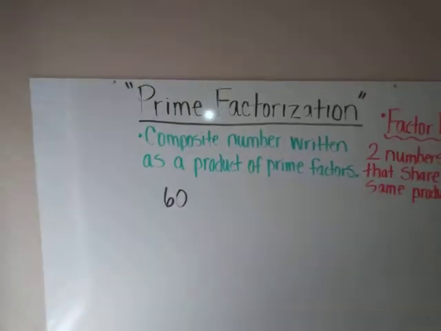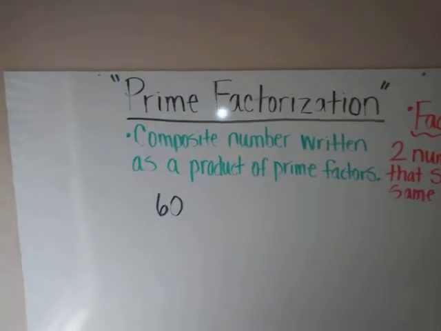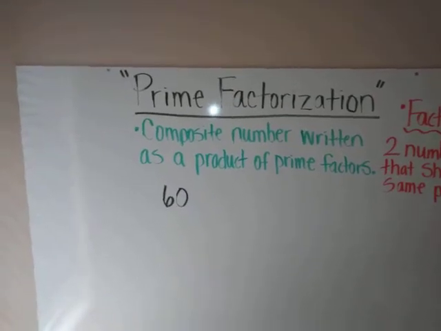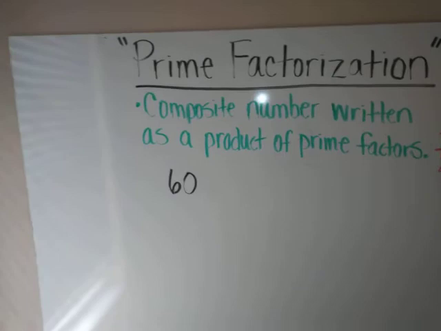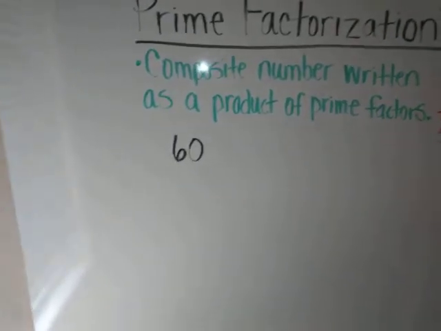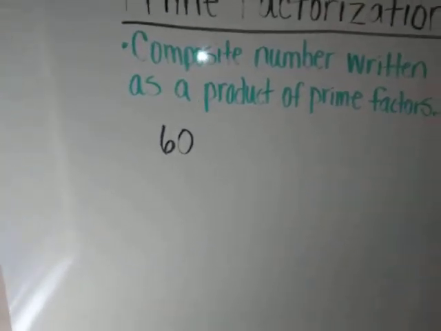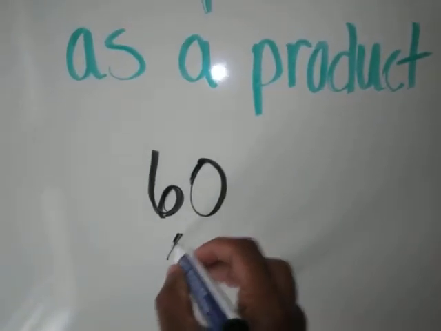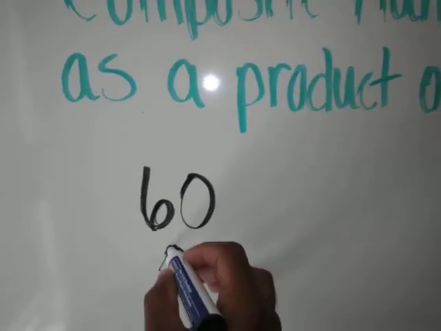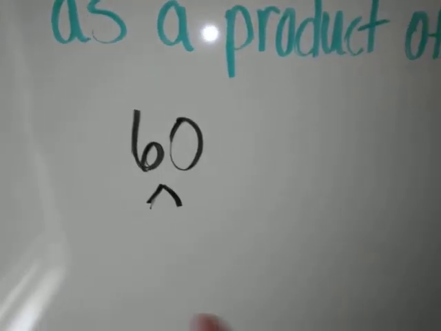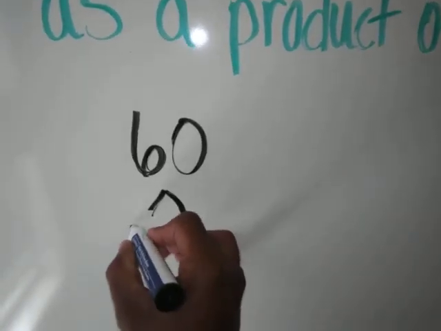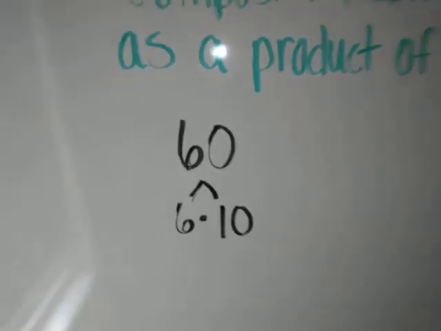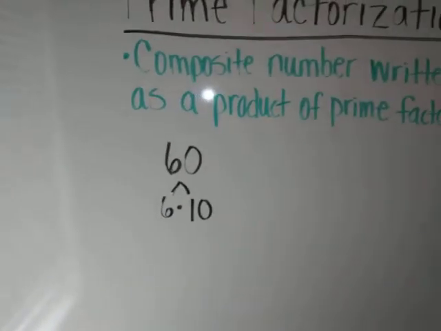All right, so how do you break down a value using factor pairs? The idea here is to first start off with a factor pair that equals 60. We'll do that together. There are multiple factor pairs that would equal a product of 60. I'm going to use 6 times 10. 6 times 10 would equal 60.